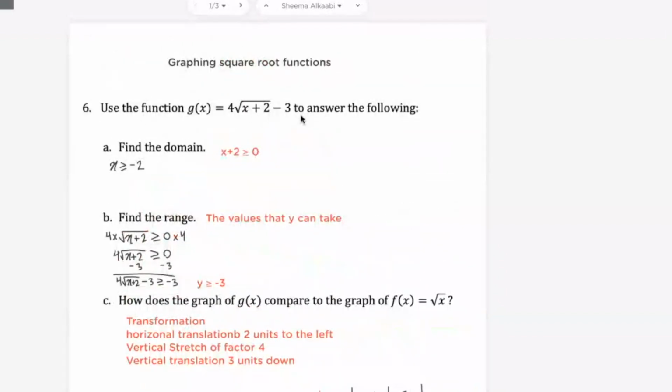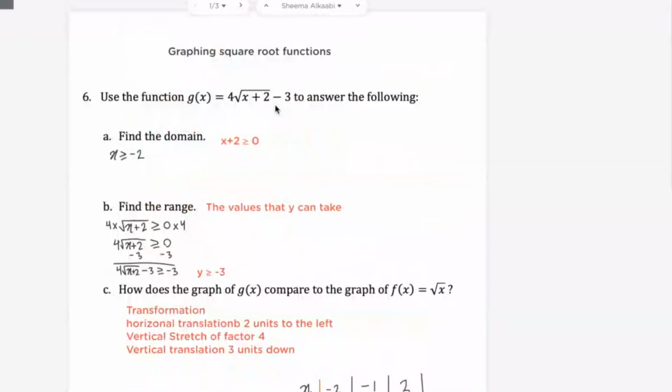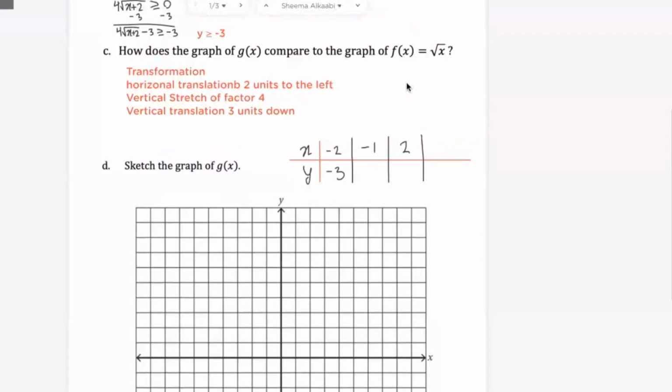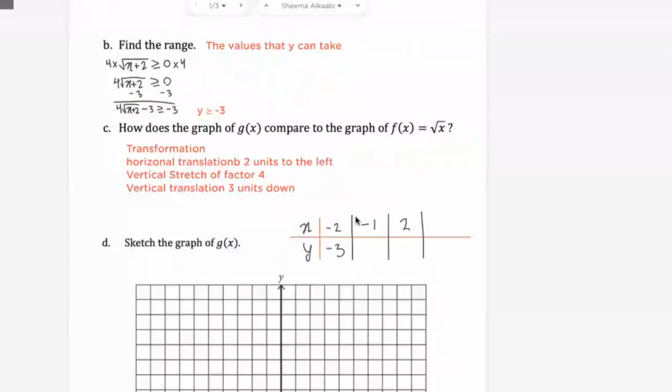Now we calculate, okay? So with -2 as a value for x, when I substitute here, I get 0. And this 0, the square root of 0 is 0, times 4 is 0. So you get only -3. So put your -3. If you don't know how to calculate it mentally, use your calculator.